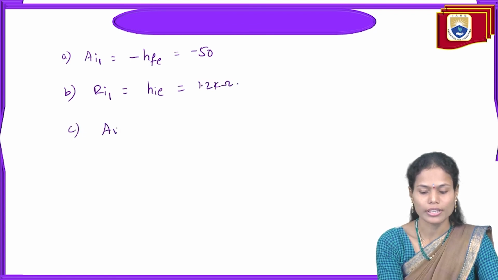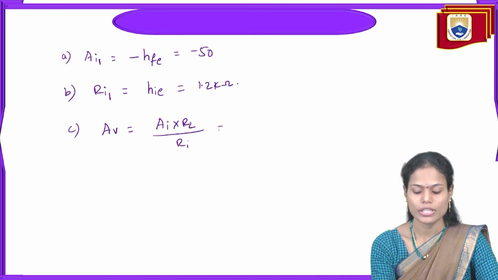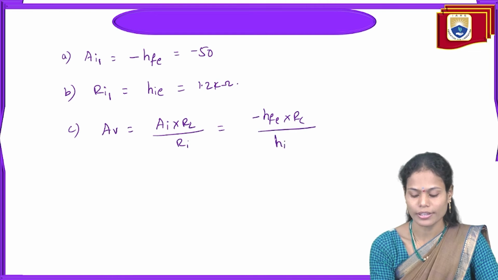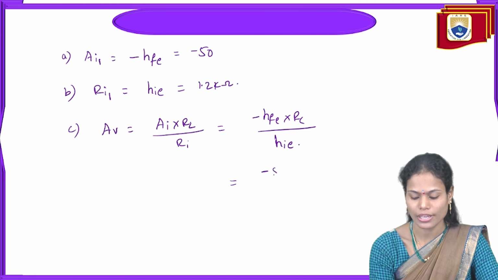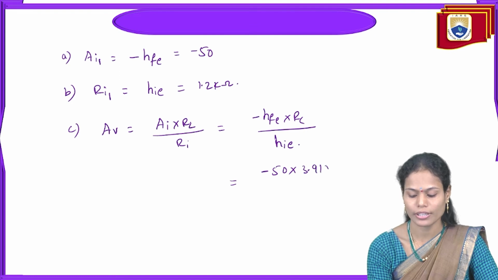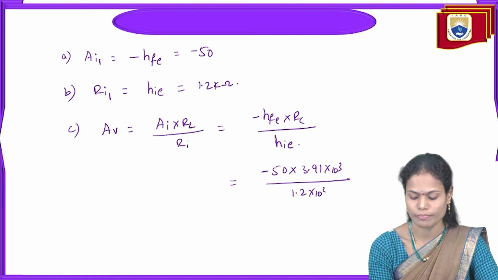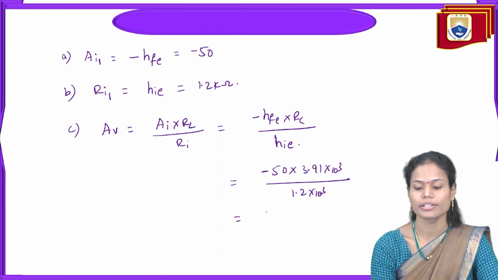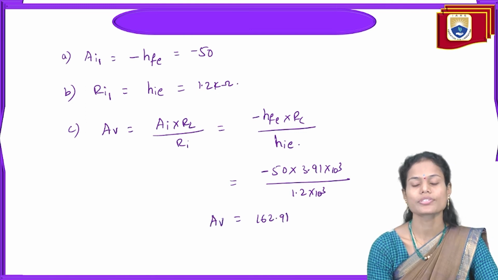And the voltage gain is the current gain into load resistance by input resistance. So we can also write it as minus HFE into RC by HIE in terms of H parameters. So if we substitute the values, HFE value is 50 and RC value is 3.91 into 10 power 3. HIE is 1.2 kilo ohms. So after simplification, we will get 162.91 as the voltage gain.